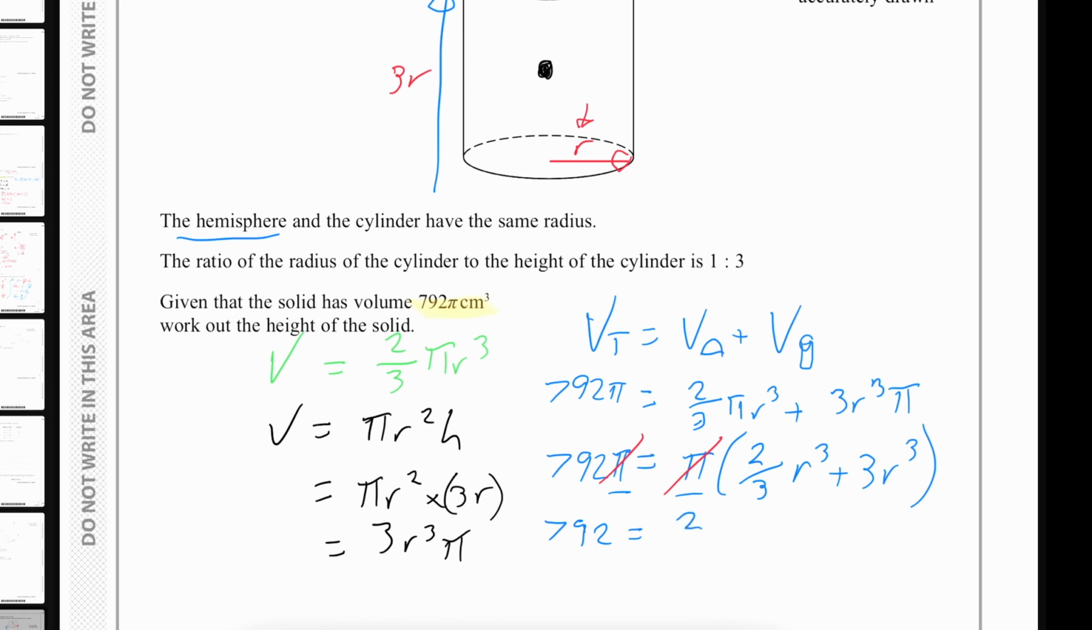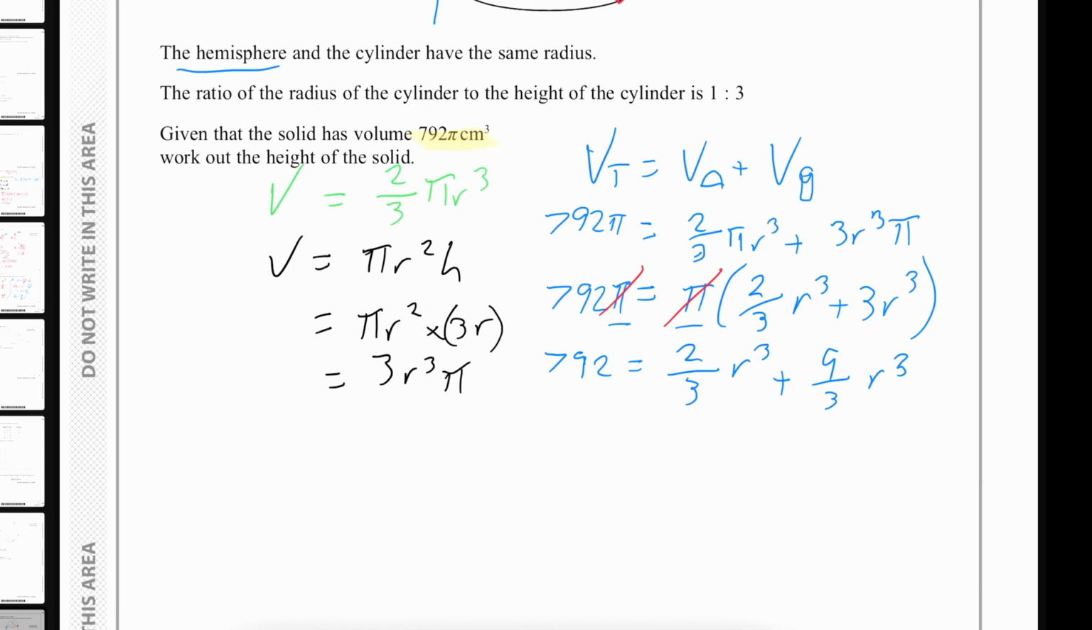So this would be 2. I need to get a common denominator because I'm now adding fractions. It's going to be 3r cubed plus, in order to get this one over 3, I need to times by 3 over 3, so I get 9 over 3r cubed. And then now, because they have a common denominator, my r cubed stays the same, and it's just 11 over 3 and 792.